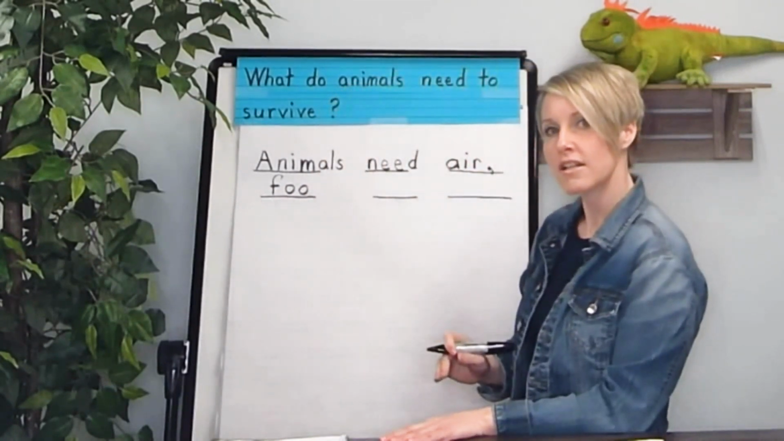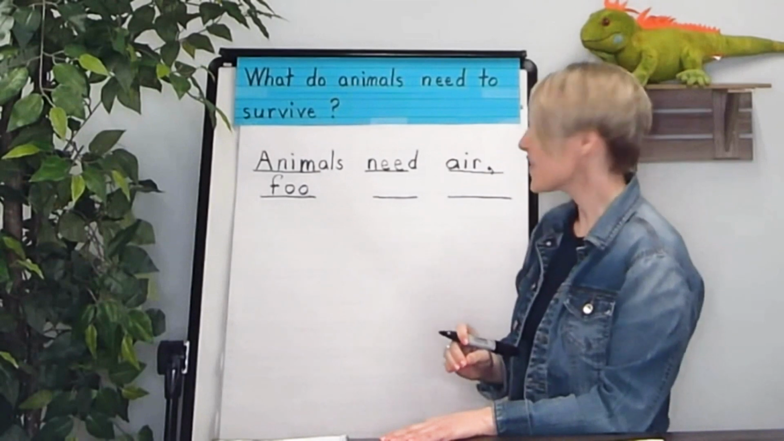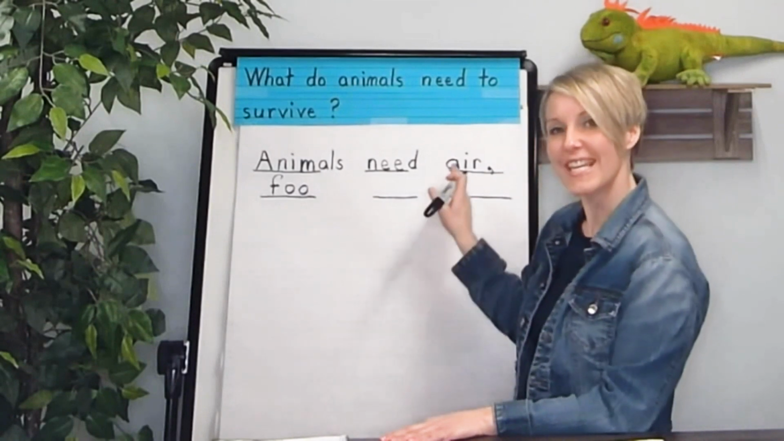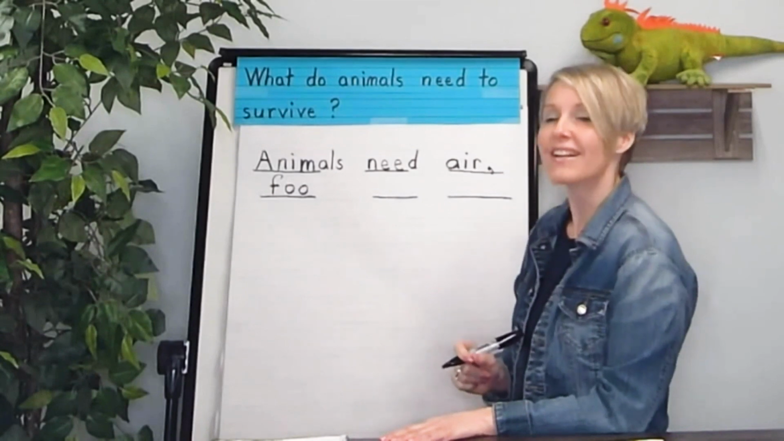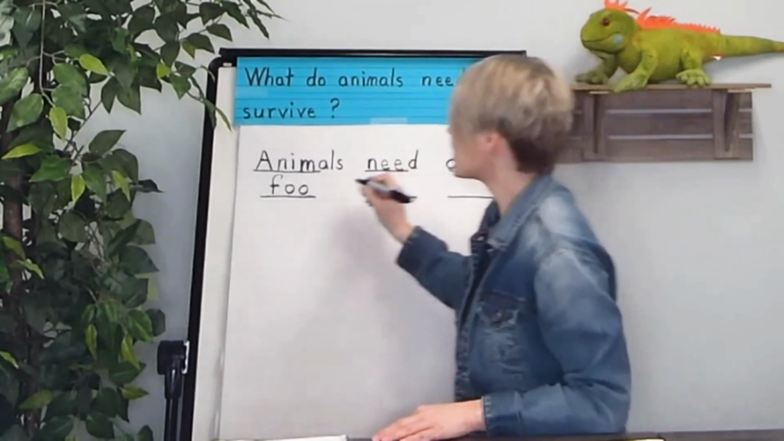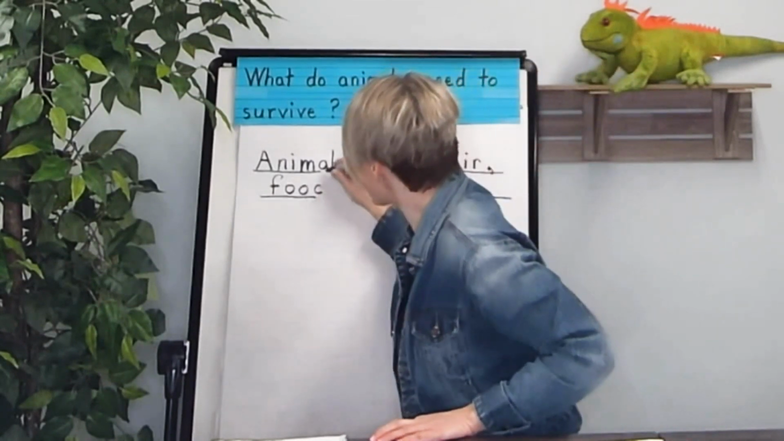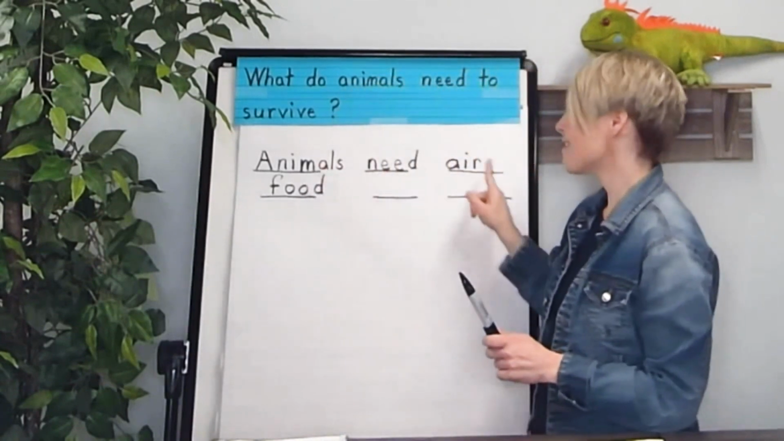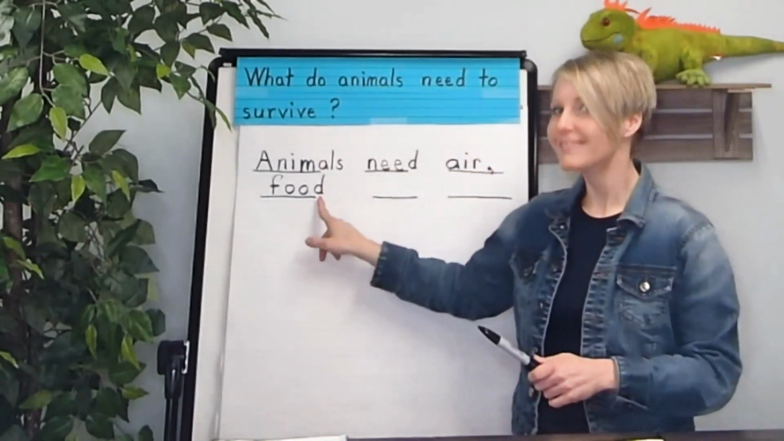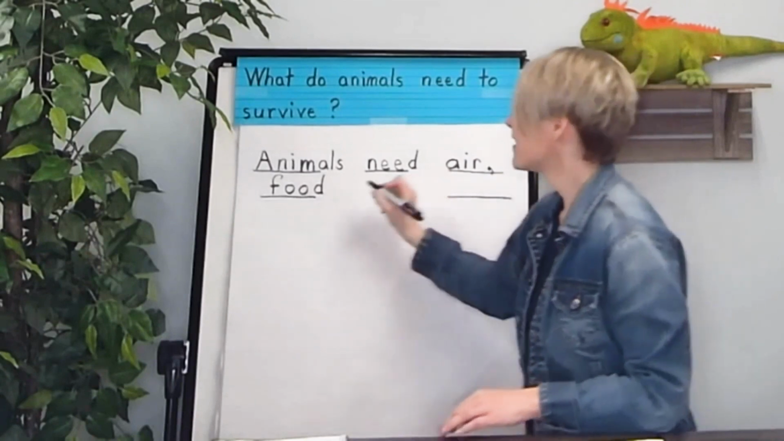Ooh, d. We've heard that sound in the word need at the end. It's the same sound as in the word food. It's a lowercase d. So we're going to make a C and then a big line down to close it up. Animals need air, food. Time for another comma.